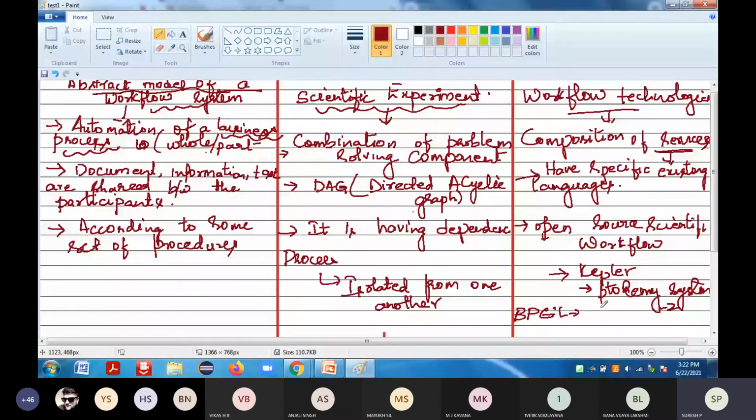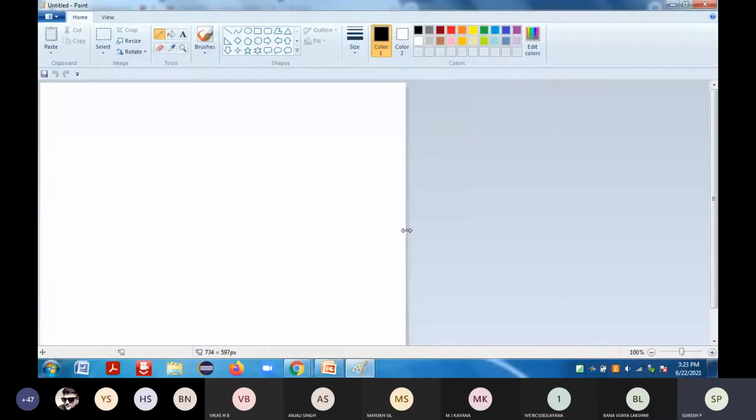So it is going to have the business process execution language. This particular business process execution language will always have some specifications. Okay, so if you have the business process execution languages, these will be having some languages. So what are these languages? We will see that next.